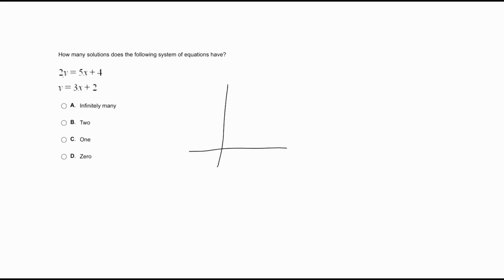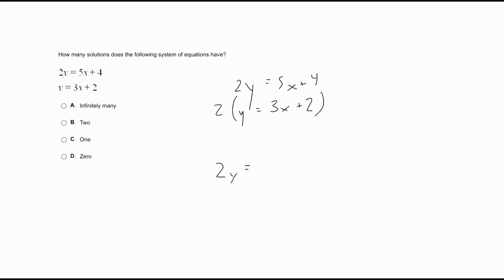So let's quickly tackle the system of equations described in this problem. We can use either substitution or elimination. I'm going to multiply the second equation all by 2. Why am I going to do that? So now I have 2y equals 6x plus 4. And because the first equation is also 2y equals, now we can set 5x plus 4 equal to 6x plus 4, because they're both equal to the same thing.